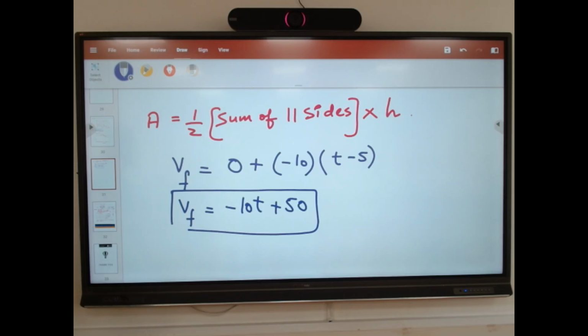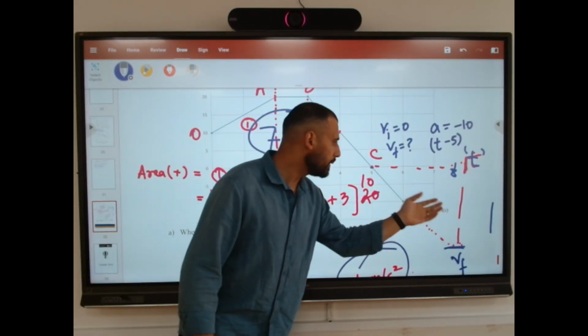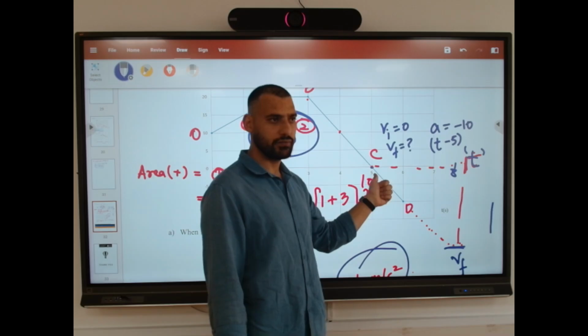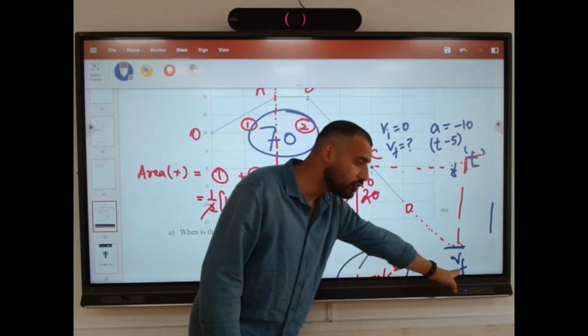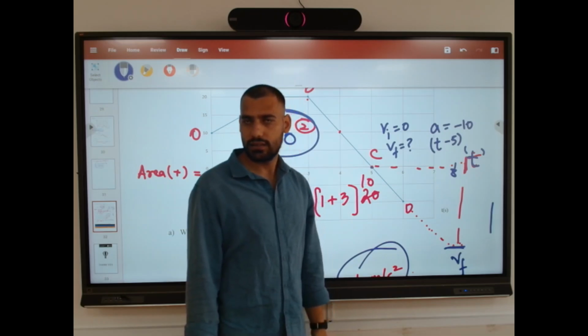Now, can you find the area of the triangle? What will be the area of this triangle? Yes, it will be half of base. Base is how much? t minus 5 multiplied by the height. So we know the final velocity, that is the height. Is that clear?